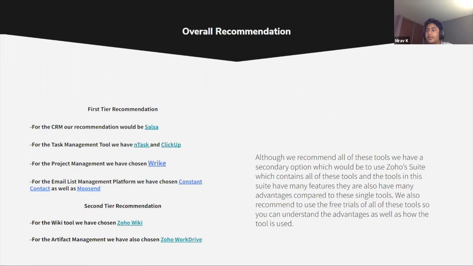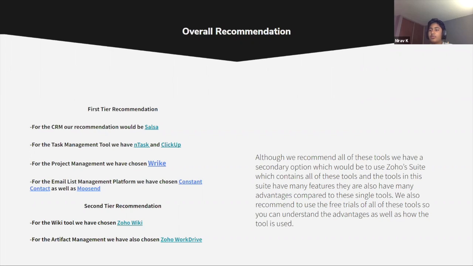So, here are all the tools that we chose, and I'll just be going over them really quickly so you guys have an overview. For the CRM, our recommendation would be Salsa because of its price, and considering its price it has many great features. We chose Ntask and ClickUp mainly because of their price with their features and their reviews online, which are great. We chose Rike instead of Monday and any of the other tools mainly because the tools were all expensive and Rike was the only cheaper one.